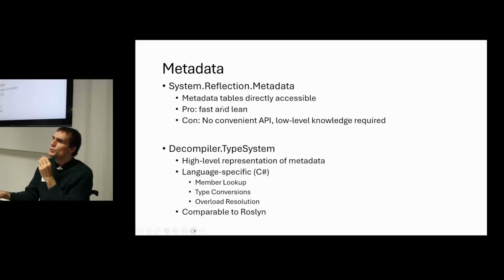I think there is a good reason why Rust doesn't allow method overloads, and they did themselves a favor by not doing overloads, because it's really difficult. Luckily for a decompiler, it doesn't matter. If we don't get overload resolution completely right, we add casts and we're fine. It's ugly, but it works. And the decompiler type system is basically comparable to Roslyn.